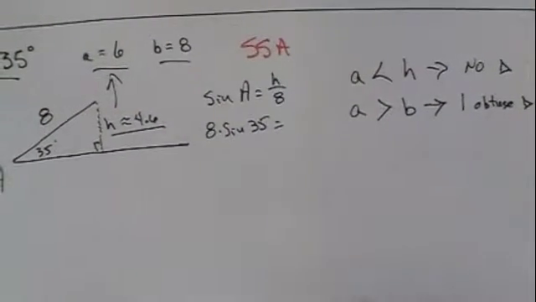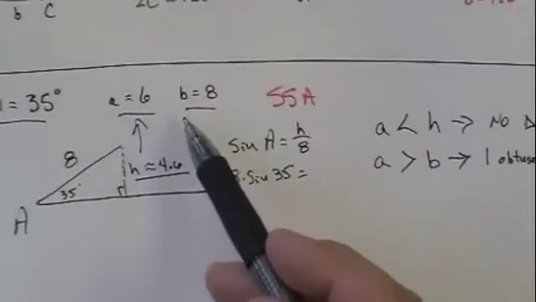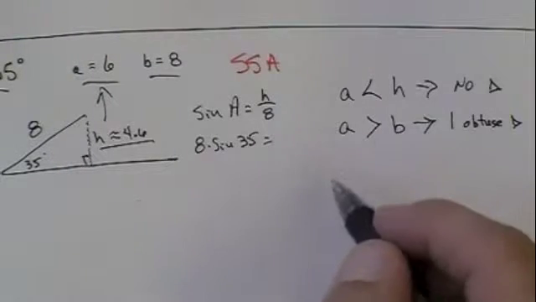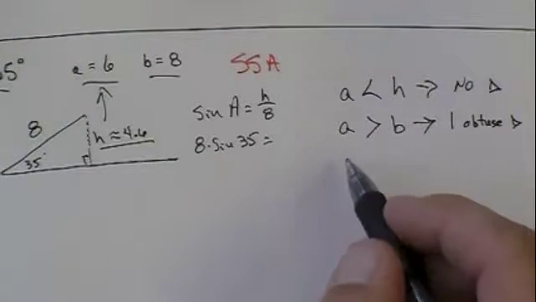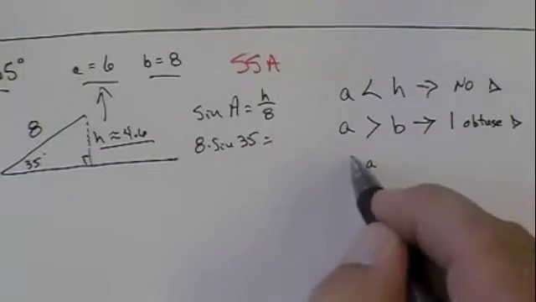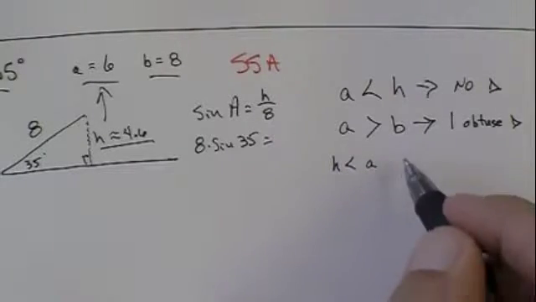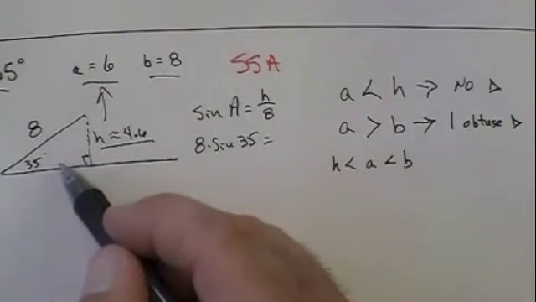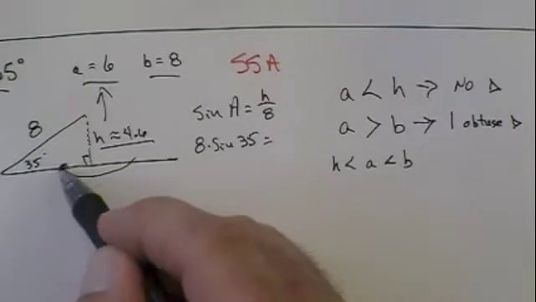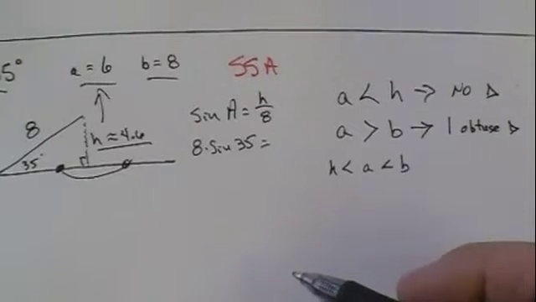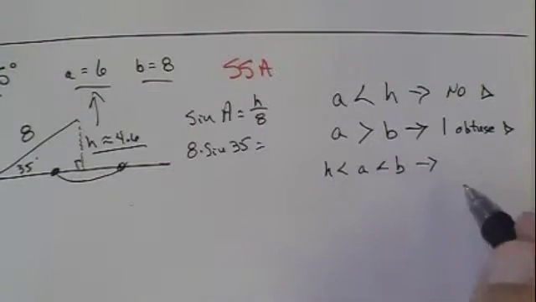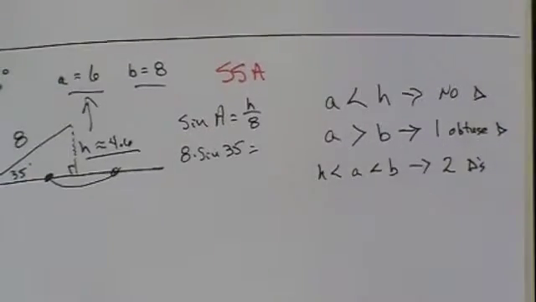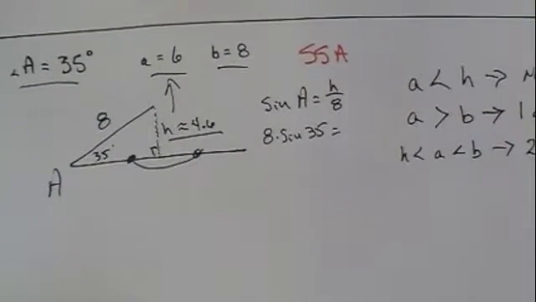Now here's the other scenario, and this is where we're at right now, because A is not bigger than B. A is smaller than B, but it's bigger than h. So if we have our A value greater than h and less than B, then as it swings around here, it's going to intersect in two different places. And we're going to have two triangles possible. So that's what we're going to look at now.